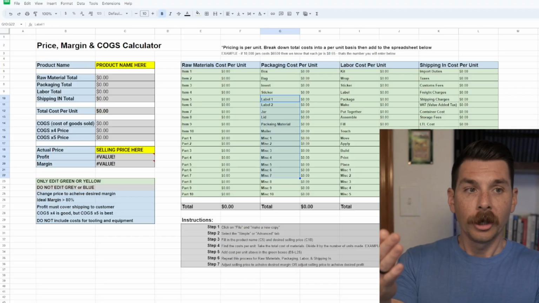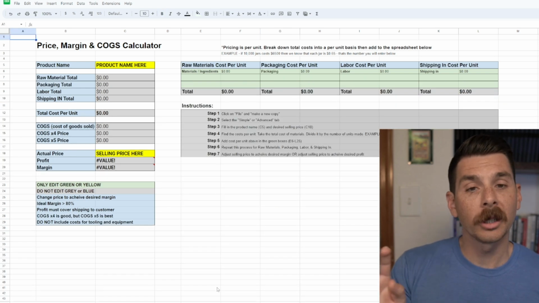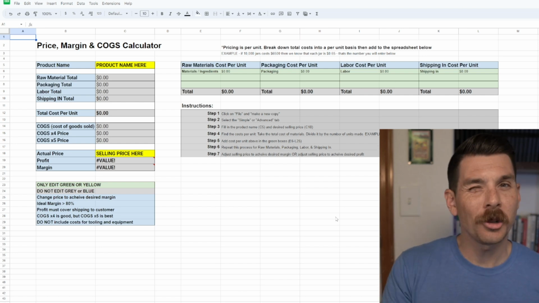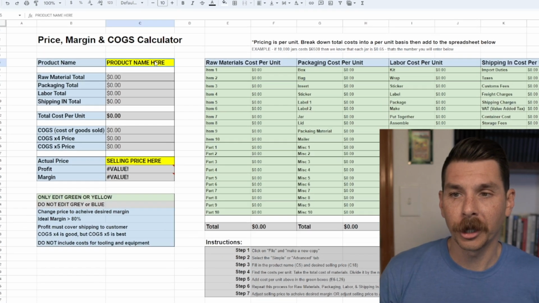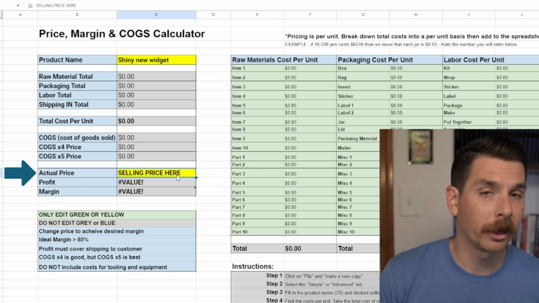So, let's say you have the calculator and you want to build it all out on your own. Here's how I would do it. I would click over to the Simple tab, get a feel for it, break it down in a general way, but when you're ready, click over to the Advanced tab so you can really dig in. Now, the first thing you're going to do is type in your product name, shiny new widget, and you're going to type in your selling price here.